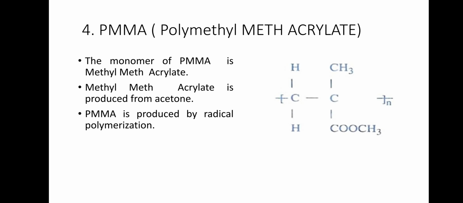The fourth synthetic polymer is polymethyl methacrylate, PMMA. The monomer of PMMA is methyl methacrylate. Methyl methacrylate is produced from acetone. PMMA is produced by radical polymerization. It has a structure of CH2=C(CH3)COOCH3, and n times of this monomer gives PMMA.